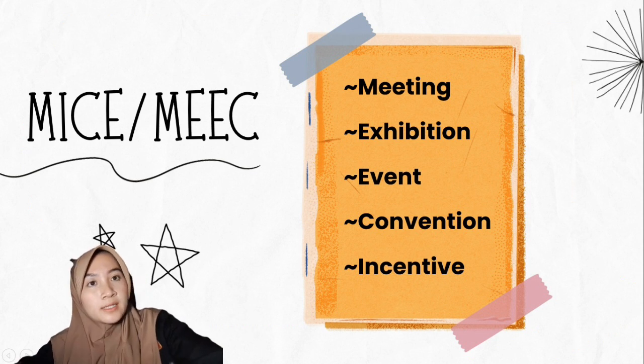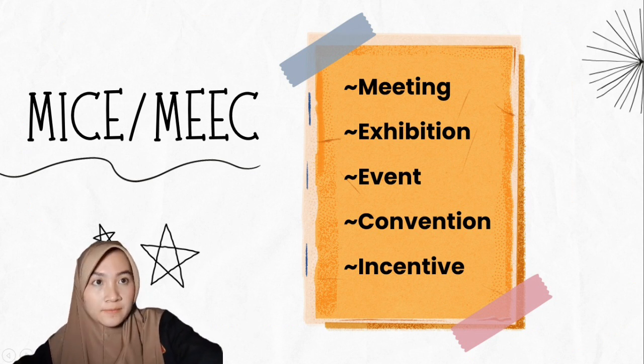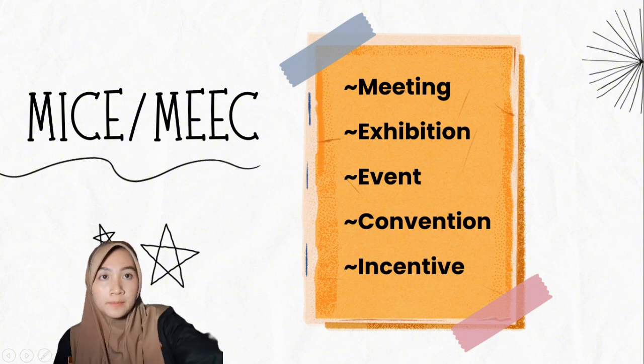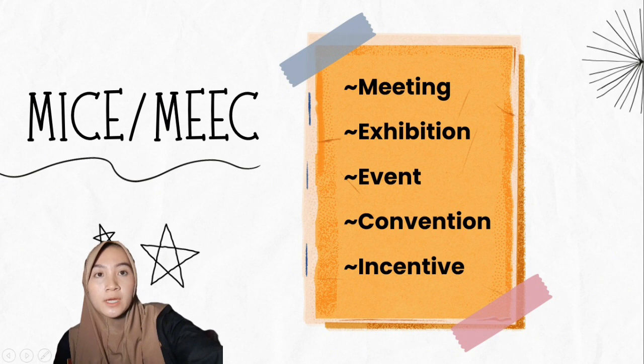Next is MICE. MICE has 5 types of events that are meetings, exhibitions, events, conventions, and incentives. MICE is a part of and encompasses many elements of the hospitality and tourism industry.